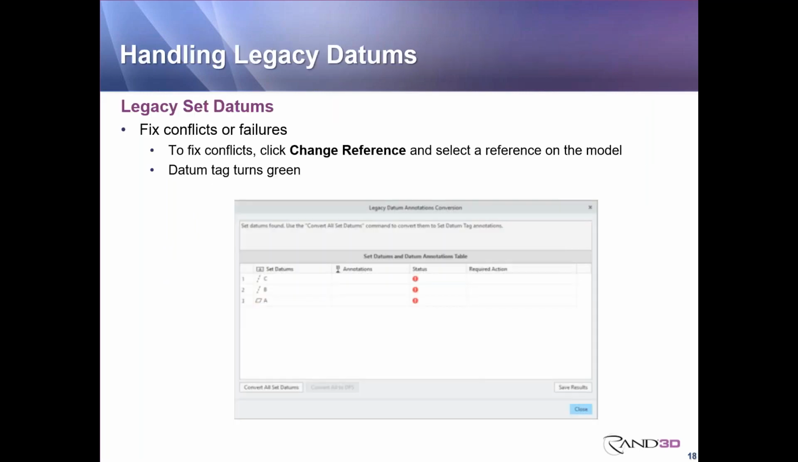From here, if there are any conflicts, you can fix your conflicts from the Legacy Datum Annotation Conversion box. You can click on the change reference option and select a reference from the model. If your datum tag turns green, the issue's fixed. If it's still a problem, then you'll see the status indicating there's a problem for that datum.